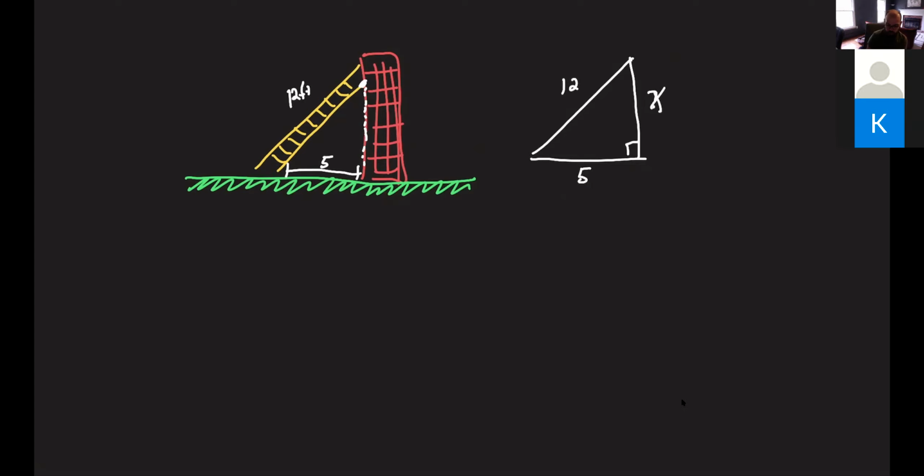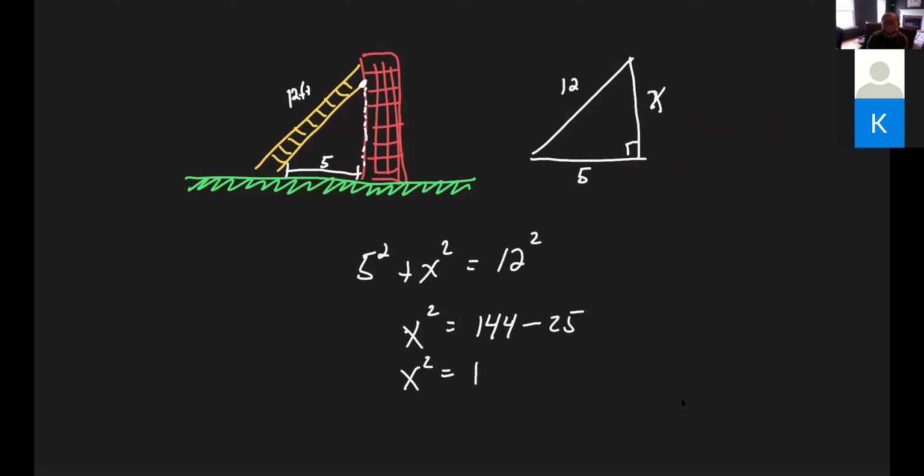So we can call this x. So you get 5 squared plus x squared is equal to 12 squared. And so you get x squared is 12 squared, which is 144, minus 25. So x squared is 119. And so x is going to be the square root of 119. So this is going to be your exact answer, square root of 119.